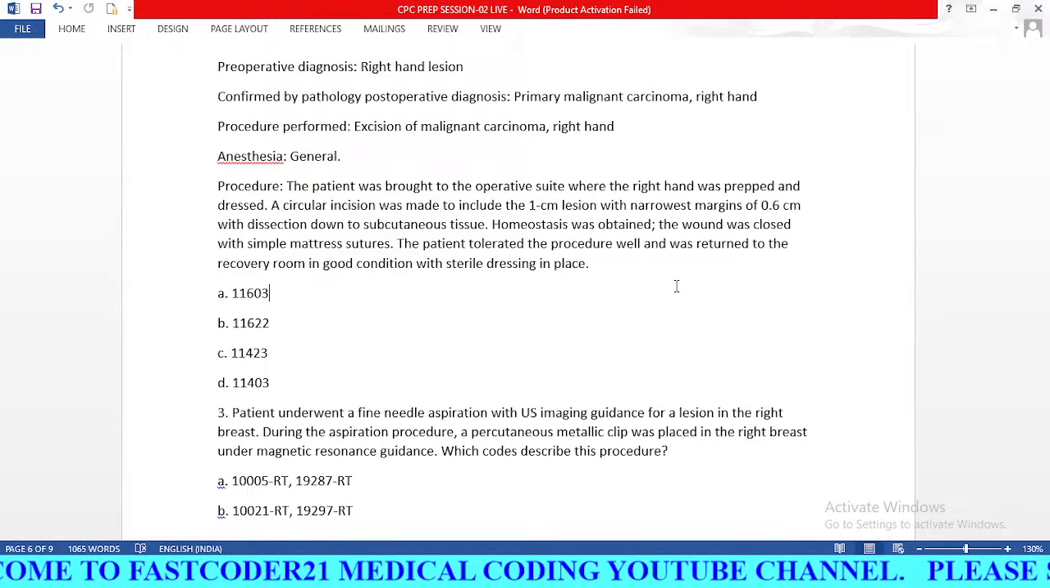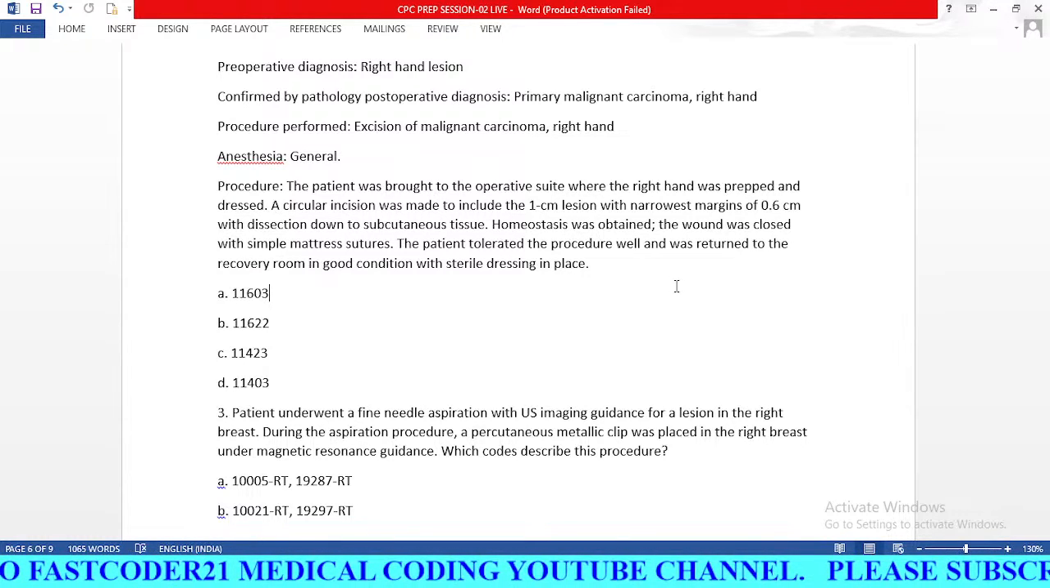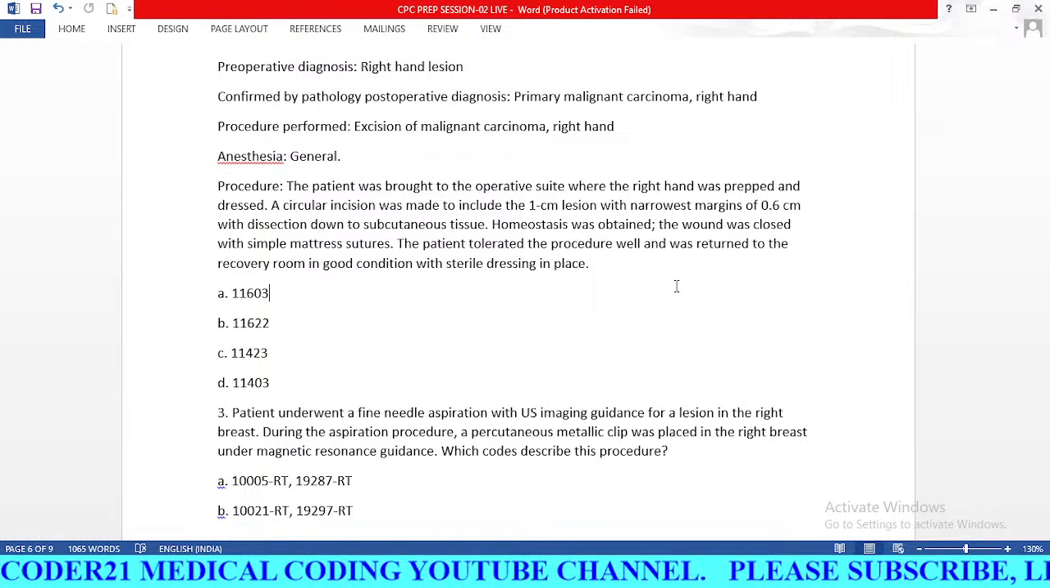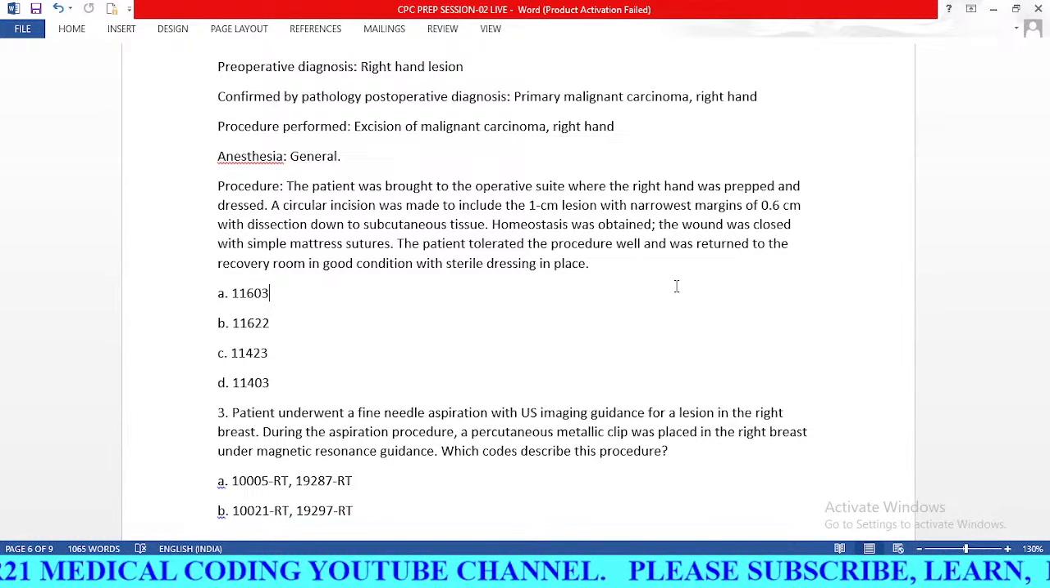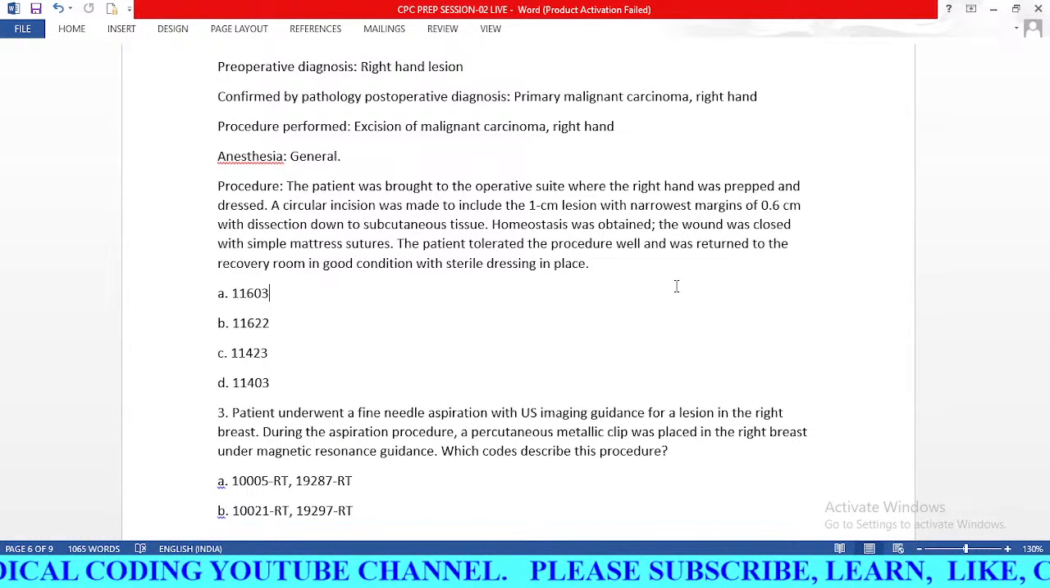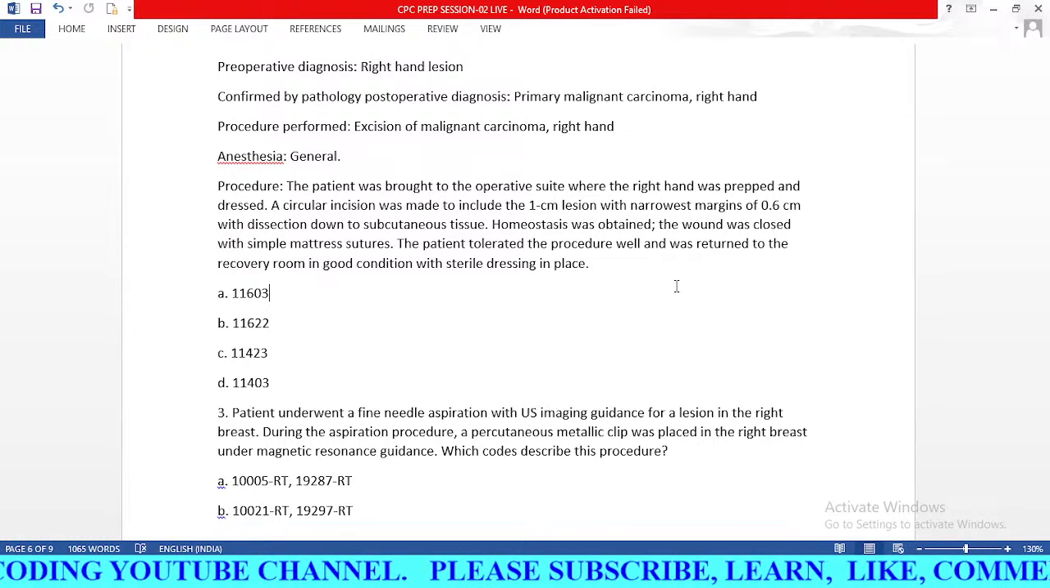Yeah, CPT is like that only. We need to read it properly so that we can write easily. So now you can guess the answer and write it in the chat box. So how much is it now?